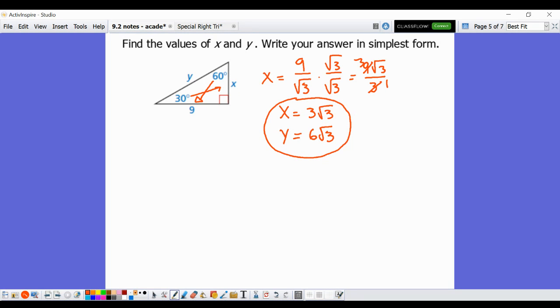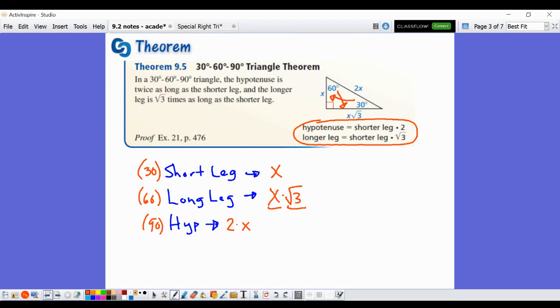So for the 30, 60, 90, 3 different angles, 3 different side lengths, remember, take everything back to the short leg. If we have the long leg, divide by square root of 3 to get the short leg, then double to get the hypotenuse. If we have the hypotenuse, divide it by 2 to get the short leg, and then multiply by square root of 3 to get the long leg. And of course, if we have the short leg, just multiply by square root of 3 to get the long leg, multiply it by 2 to get the hypotenuse.